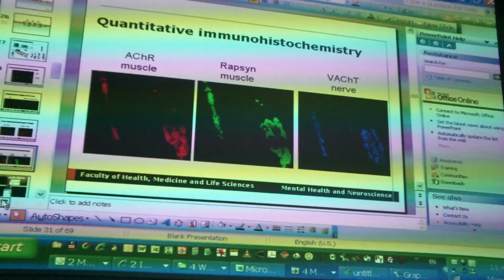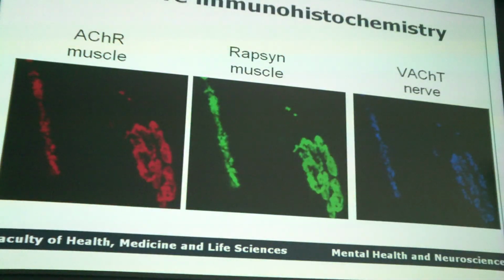Let's say you knew about this thing going on in the muscle, and you wanted to detect it not by fluorescence and not in a tissue, but you want to do a proper biochemical assay. So you would take this muscle out.